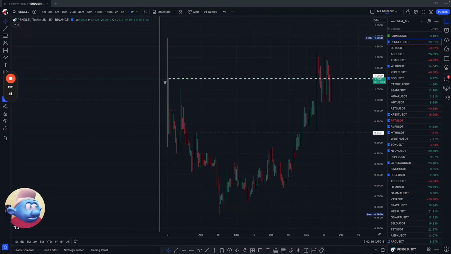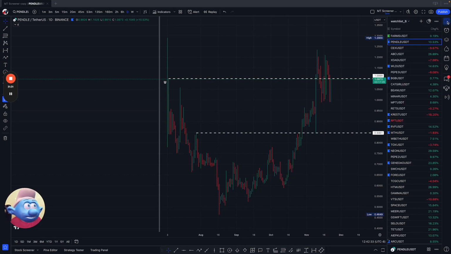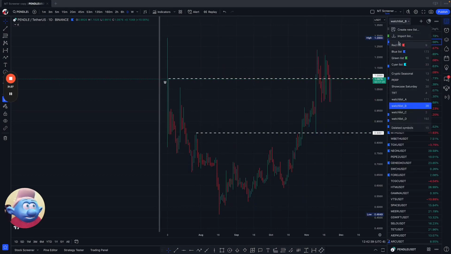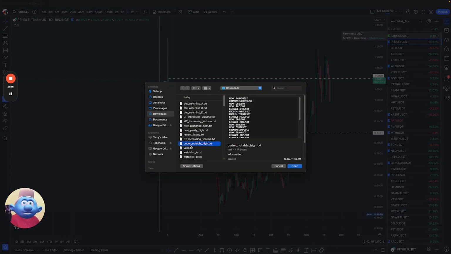Now we'll go into the notable highs watchlist. Importing a watchlist is just like this, where you'll click this little box on the top right. That will open this panel for your watchlist. Click the down caret there, click import watchlist, and let's do notable highs. There are three watchlists in the notable highs channel: under notable high, new yearly high, and new exchange high.